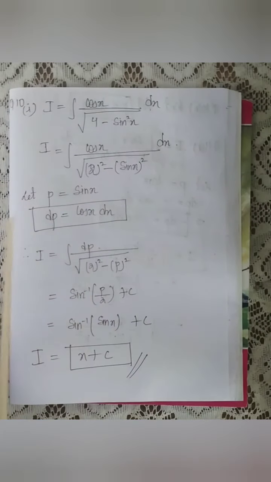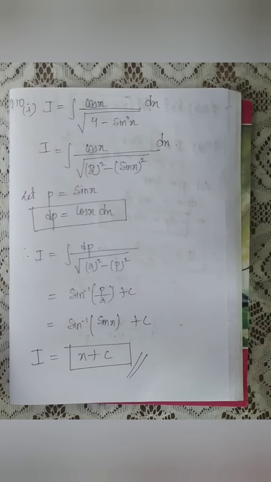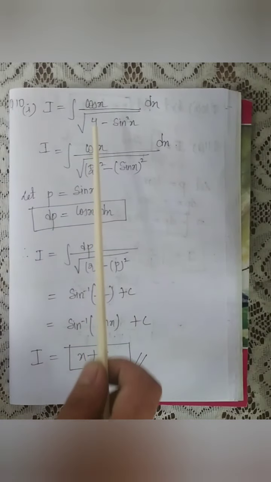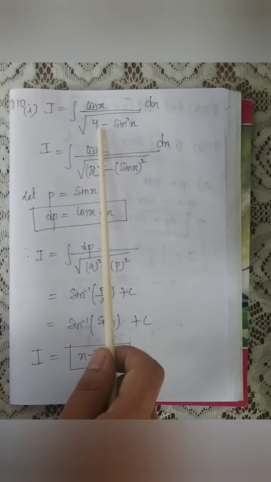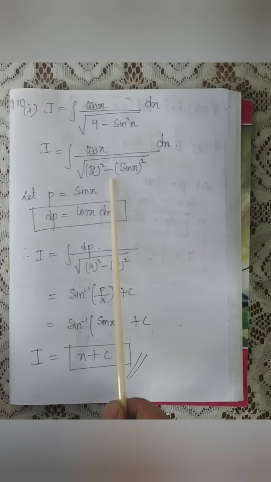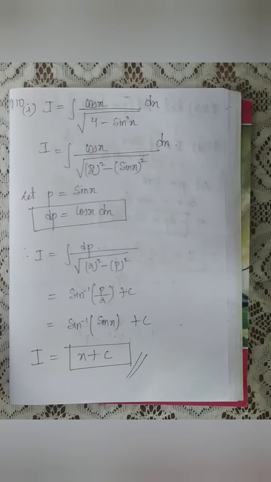I know the relation between sine and cos. If I assume p is equal to sine x, then I'll be getting cos x. So let us try by taking the substitution p equals sine x. Before that, write down integration cos x divided by root 4, which can be written as 2 square, minus sine square x, which can be written as sine x whole square. So let us substitute p equals sine x.